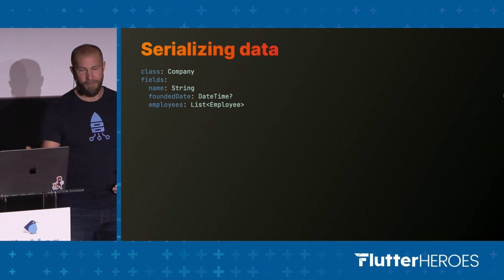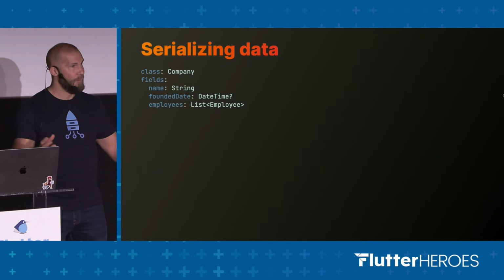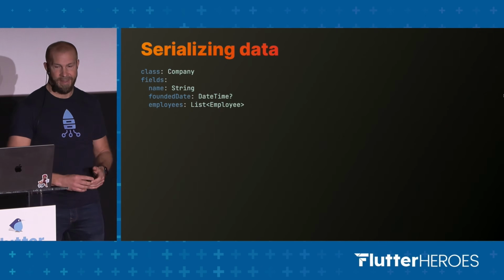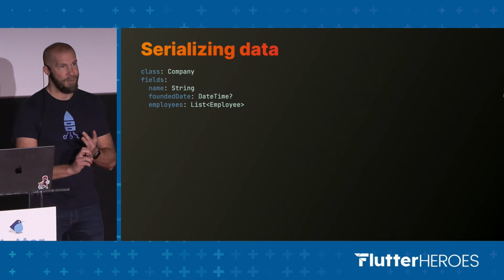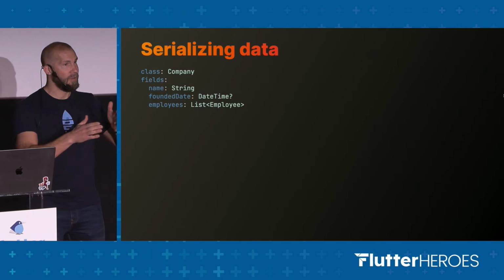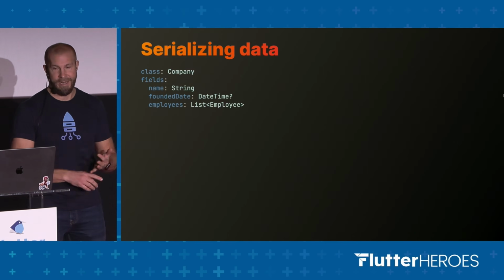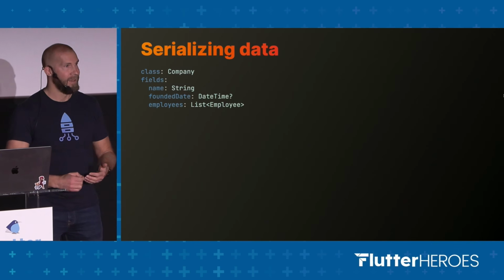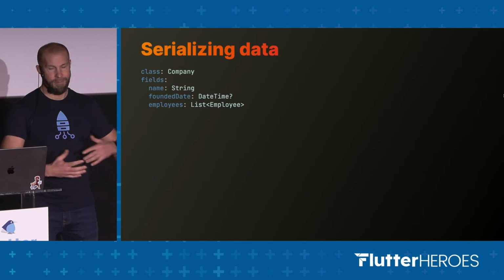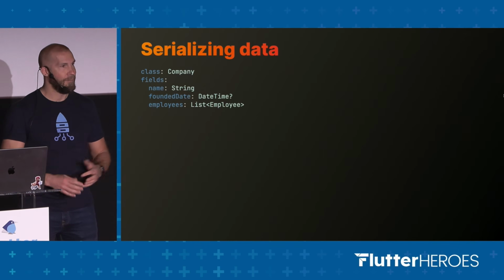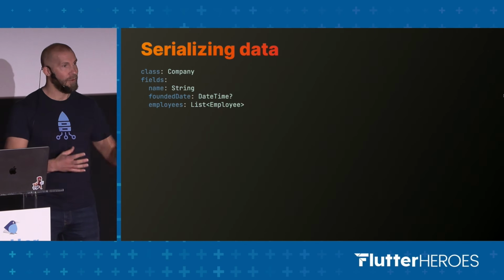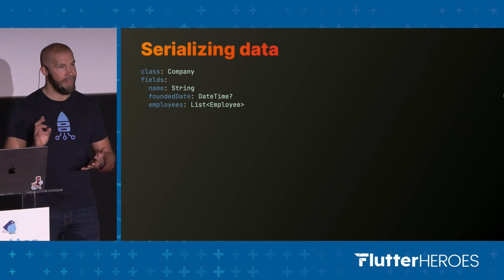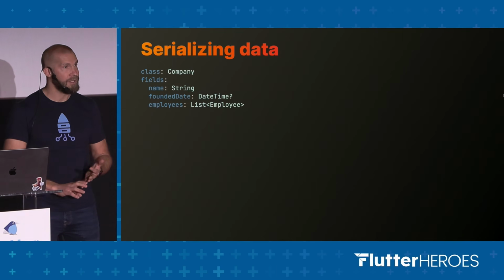So this is an example of what a model looks like. We make a class called company, and it has 3 fields: name, which is a string, the founded date of the company, and you can use Dart types like strings, date time, URI. Basically, we cover most of the basic Dart types here. And obviously, you can also use other models. You can use lists, sets, maps, even Dart records work.